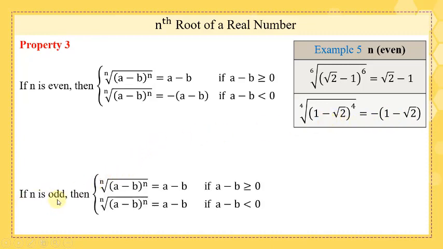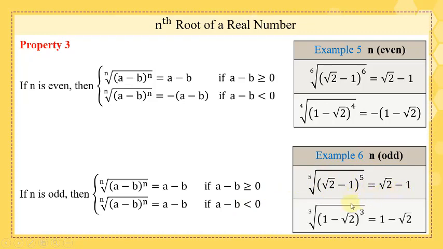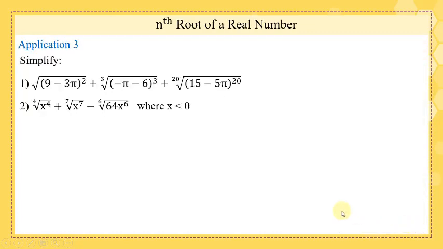Now if n is odd, then the nth root of (a minus b) to the power n is equal to a minus b, whether a minus b is greater than or equal to 0, or less than 0. Example, n is odd. The fifth root of (radical 2 minus 1) to the power 5 is equal to radical 2 minus 1. And the cubic root of (1 minus radical 2) to the power 3 is equal to 1 minus radical 2.